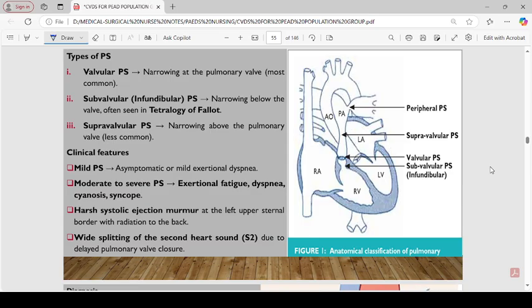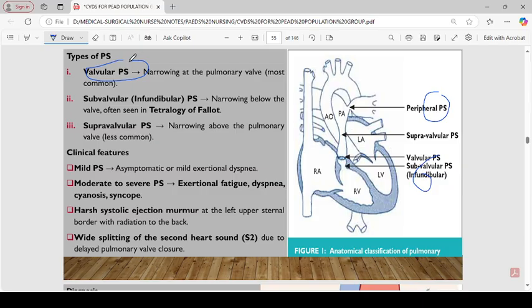So we have different types of pulmonary stenosis. We have the valvular pulmonary stenosis. Then you have the subvalvular and the supravalvular, right? So valvular PS results from narrowing at the pulmonary valve, and this is the most common, the valvular pulmonary stenosis.